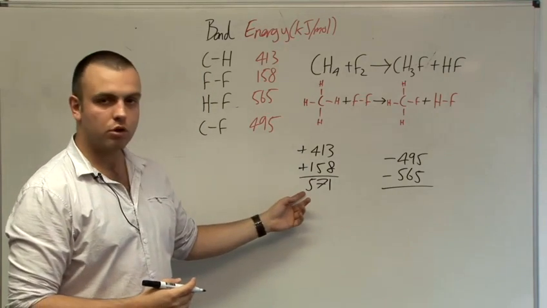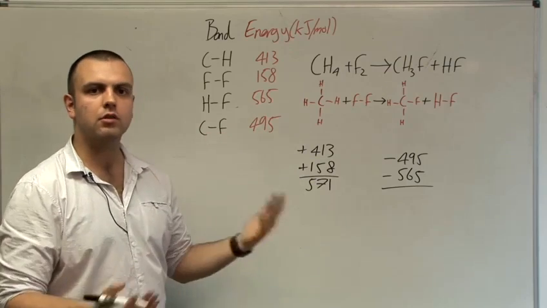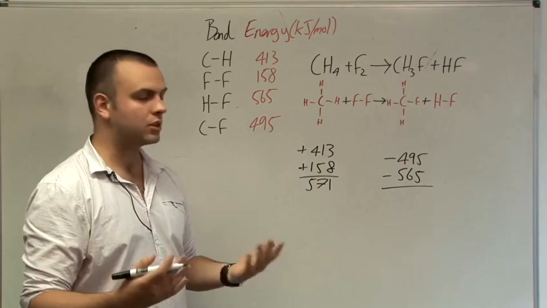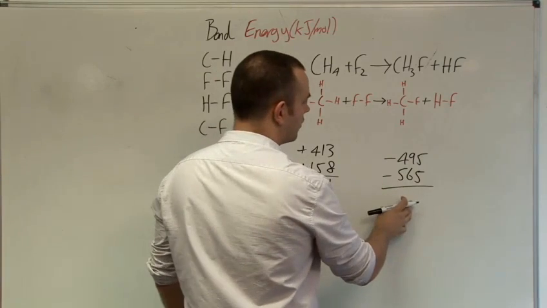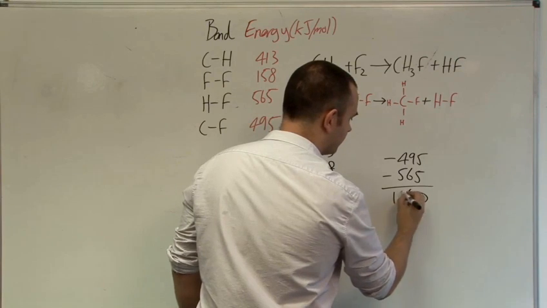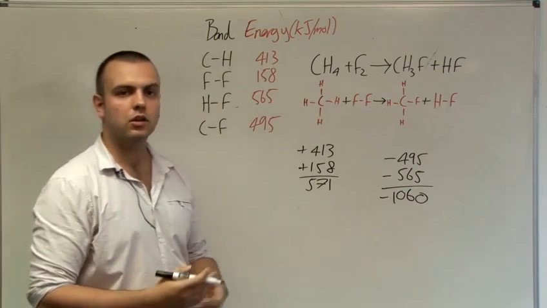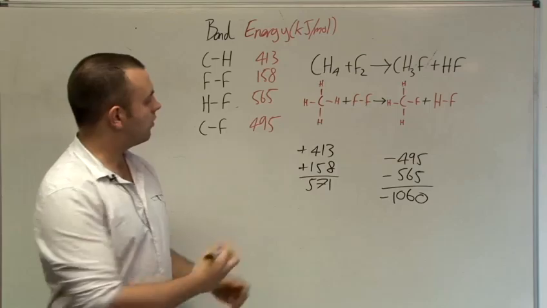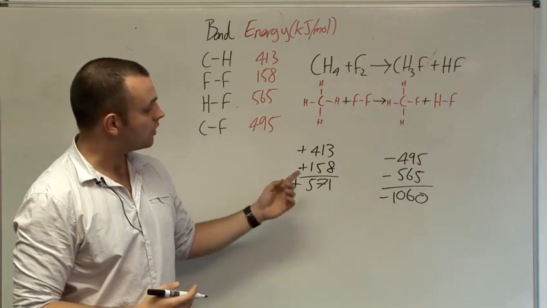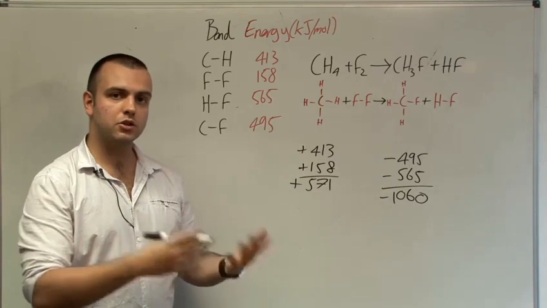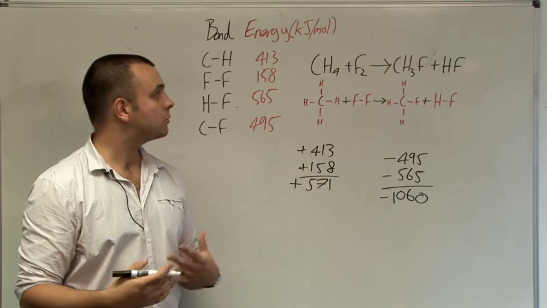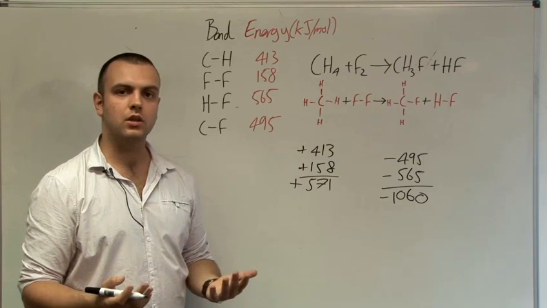Therefore, this is an endothermic reaction because energy is being taken in, the surroundings cool down. And this is an exothermic reaction because energy is being given out, the surroundings heat up. We can see that the total energy being lost by the chemicals is 1060 kilojoules per mole. Now, because the amount of energy being lost by the chemicals is greater than the amount of energy put in to break the bonds, overall this is an exothermic reaction, which means when this reaction takes place, the surroundings would heat up.